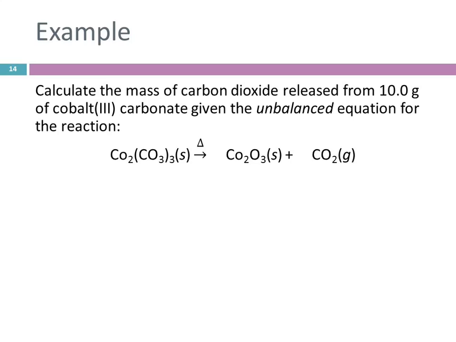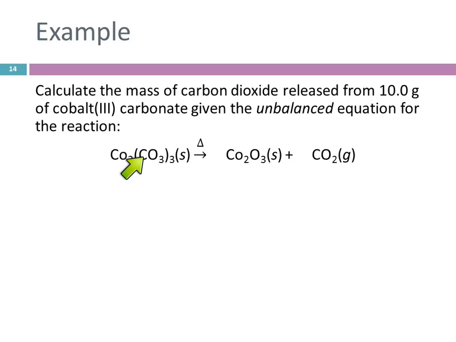Let's do this example. Calculate the mass of carbon dioxide released from 10 grams of cobalt-3 carbonate given the unbalanced equation for the reaction. So we're going to practice our equation balancing. Let's look at this. I'm looking at the cobalts. There's 2 on each side. Those are okay. There's oxygen everywhere, so I'm going to ignore it for a while.